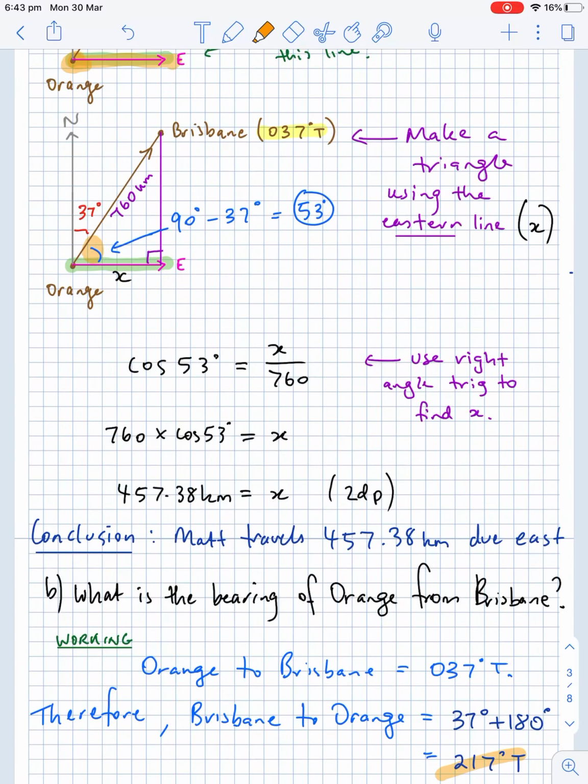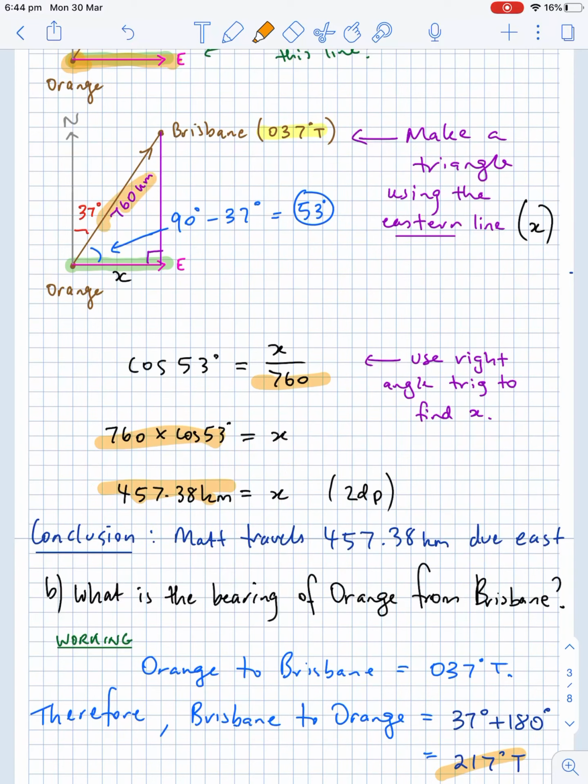So therefore, we're going to use adjacent and hypotenuse, which is cos. So cos of this 53-degree angle is equal to x over 760, and then we get x by itself by multiplying by our 760. And x is equal to this, which equals that to 2 decimal places. So that is exactly how far east he travelled.